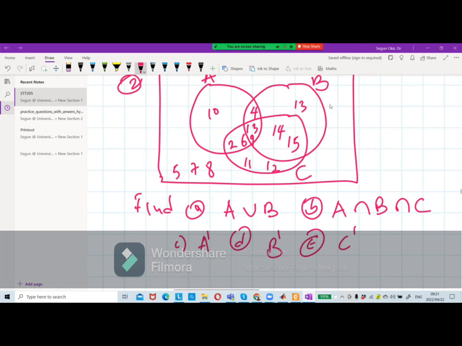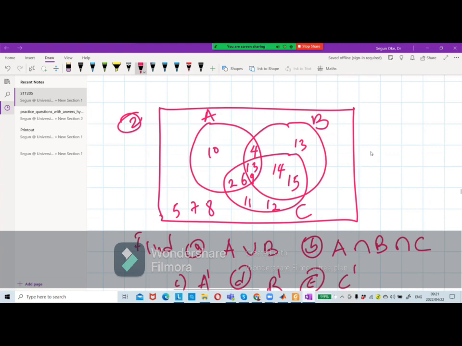So union means addition of the two elements. Intersection means what is common to both of them, that they all share. For example, if I want to find the solution to A intersection B intersection C, this is the point of intersection of the three of them. So the elements there are 1, 3, and 9.